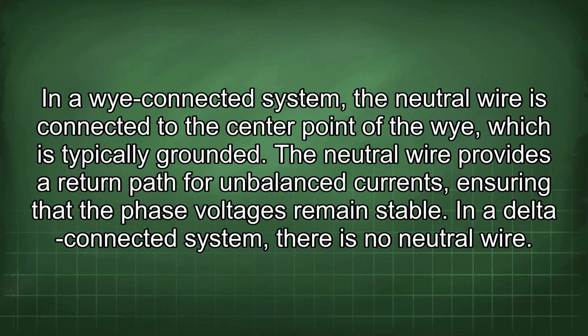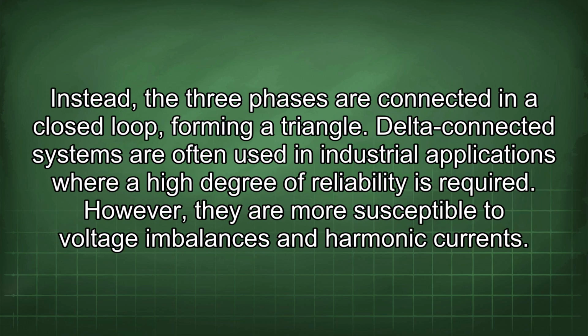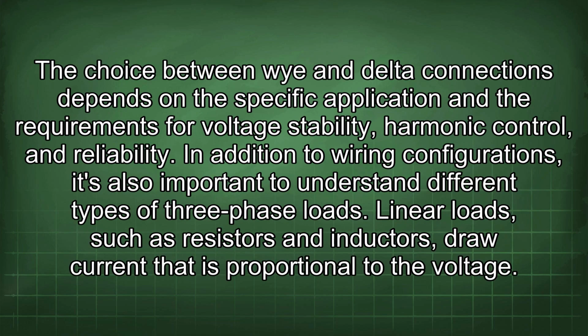In a delta-connected system, there is no neutral wire. Instead, the three phases are connected in a closed loop, forming a triangle. Delta-connected systems are often used in industrial applications where a high degree of reliability is required. However, they are more susceptible to voltage imbalances and harmonic currents. The choice between Y and delta connections depends on the specific application and the requirements for voltage stability, harmonic control, and reliability.